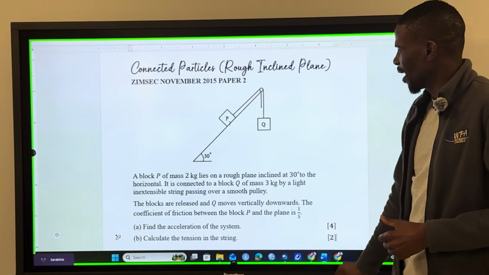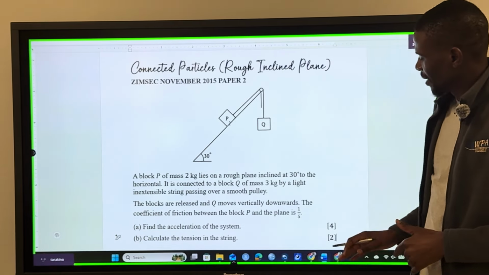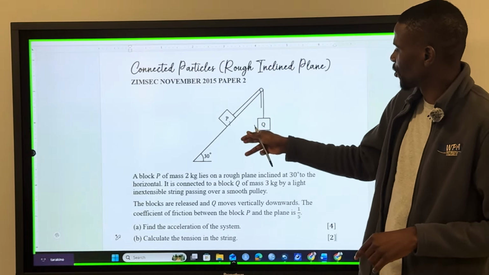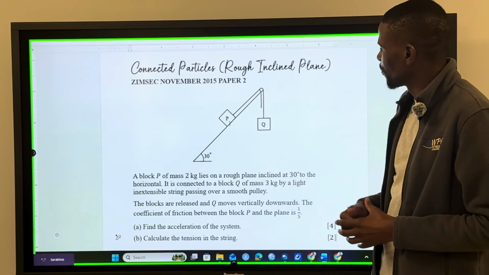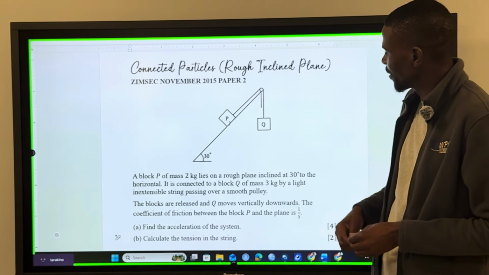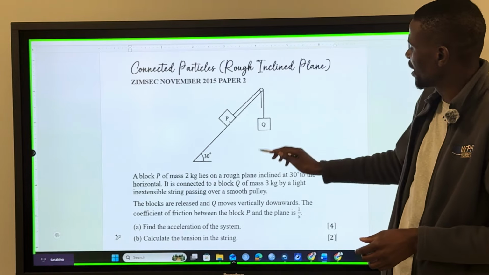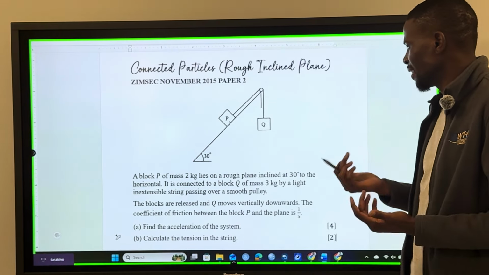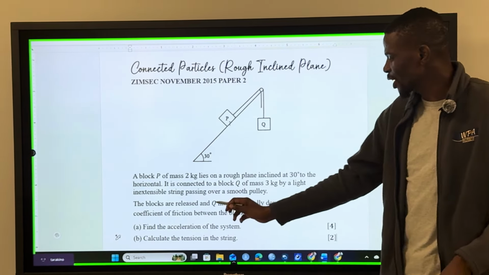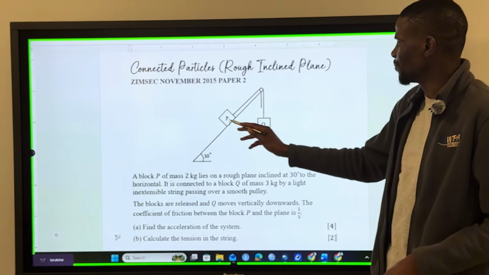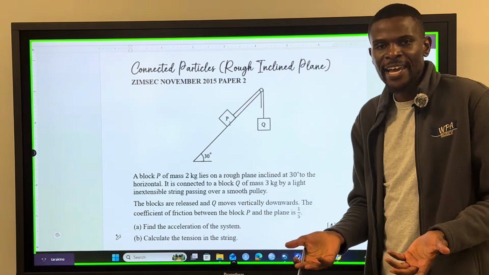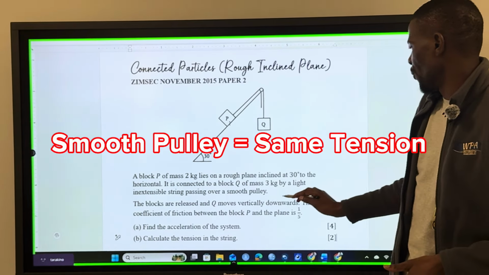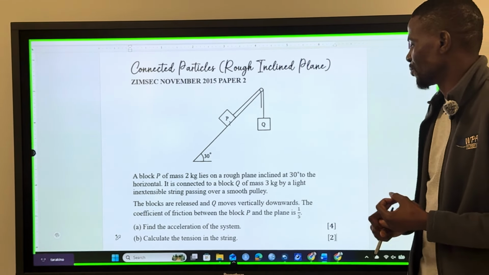Right. So this is just an annotation that I need to make here. Remember, we are supposed to draw the free body diagrams separately. So I need a free body diagram of P and of Q as well. Then we need to state the direction of motion. But here, since Q moves vertically downwards, it means P is moving up the plane. Then we need to find the acceleration as well as the tension.